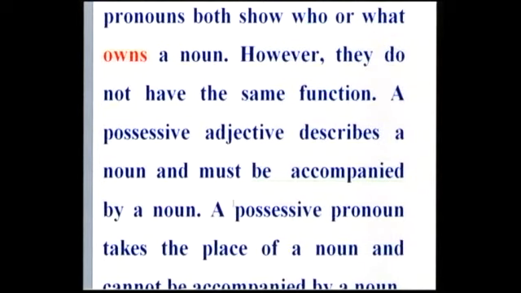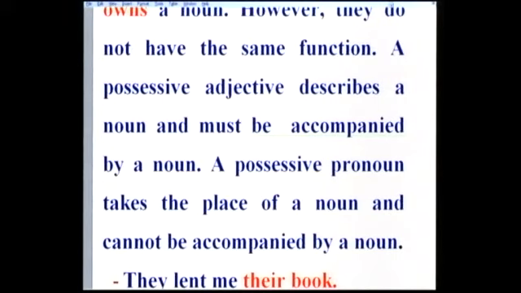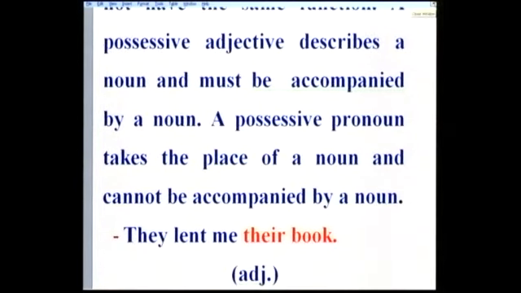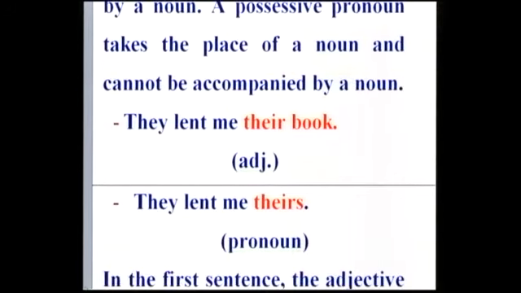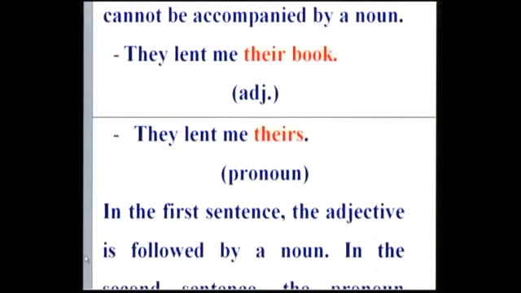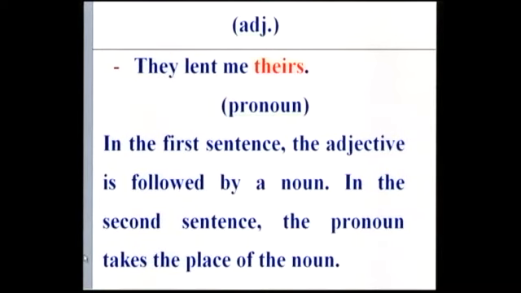But the difference is that a possessive pronoun takes the place of a noun and cannot be accompanied by a noun. Of course, the pronoun is in place of a noun, so a noun shouldn't follow it, but the adjective describes a noun, so a noun must follow it. "They lent me their book." Their book. "Their" is a possessive adjective, and "book" is the noun. Okay, "they lent me theirs." Theirs is a pronoun, so no noun follows it. In the first sentence the adjective is followed by a noun: "their" is followed by "book". In the second sentence the pronoun takes the place of a noun.